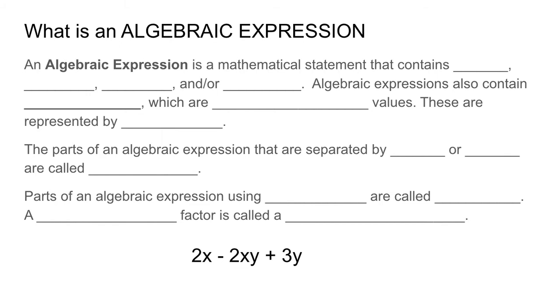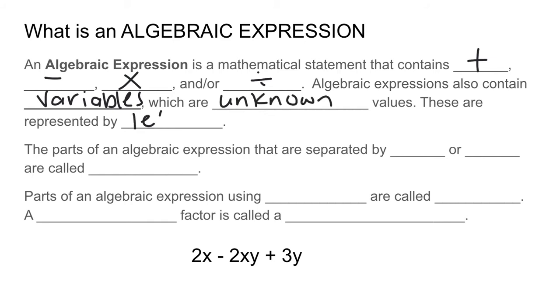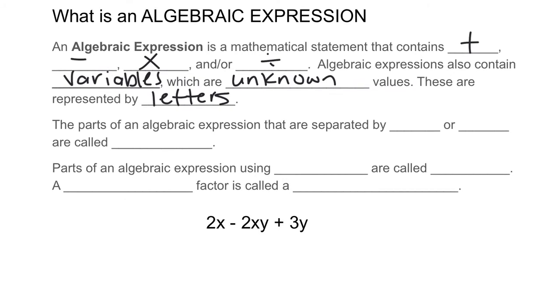So an algebraic expression is a mathematical statement that contains addition, subtraction, multiplication, and or division. They also have variables. So if you remember, a variable is a letter. Variables are unknown values represented by letters. Parts of an algebraic expression go by certain words.